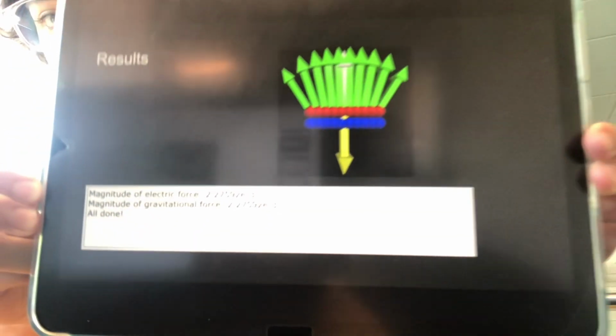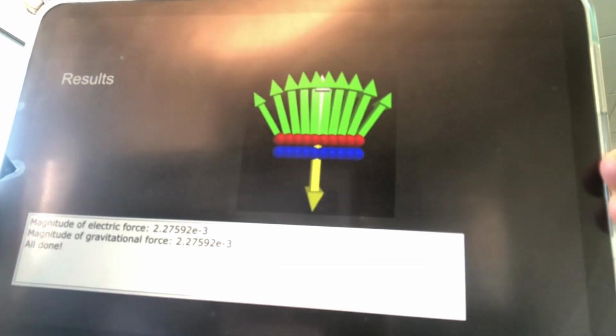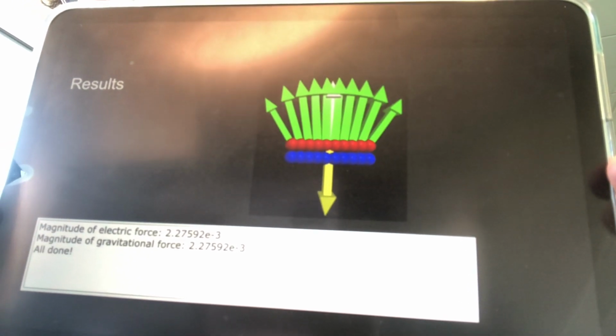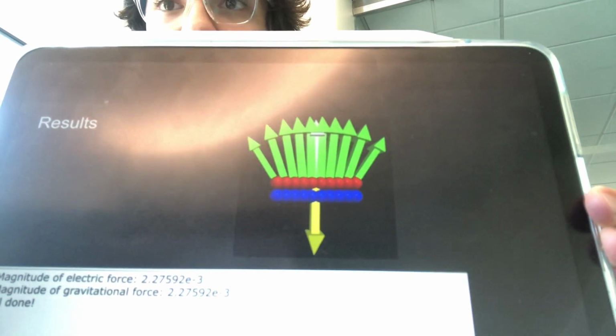And then there's a lot of glare right here. Exactly, we got that the magnitude of the electric force was 2.27 times 10 to the negative 5 newtons.